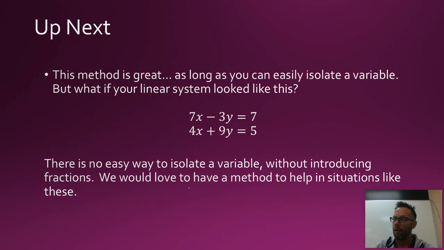So up next, this method was great as long as you can easily isolate a variable, like in the examples we did. But what if your system looked like this? So 7x minus 3y equals 7. None of those are easy to isolate. Same with this second equation. It's not easy to get x or y by itself. If we wanted to isolate a variable, we could do it, but we'd have to introduce fractions. And I would not like to do that. And I'm sure you would not like that either. So what we want to do is find a way that can help in situations like these. Another method. And so this will be the final method we'll learn. I'm looking forward to it.